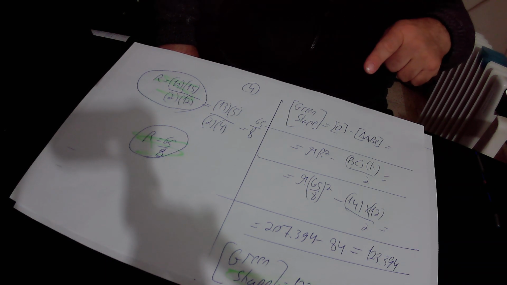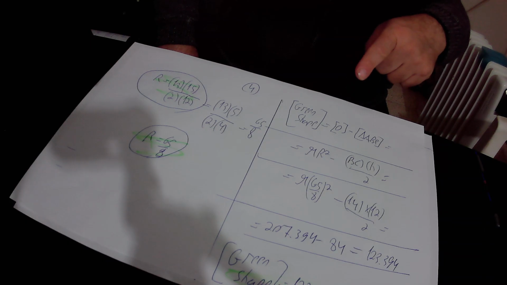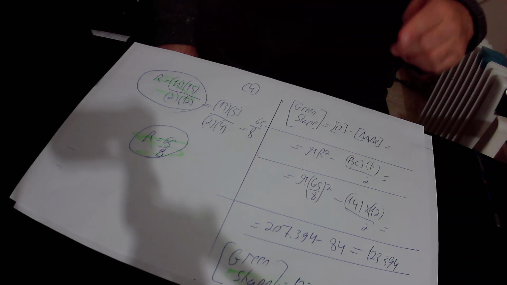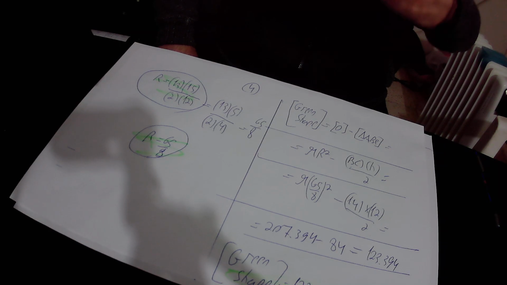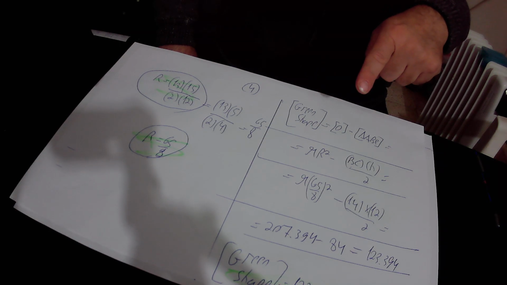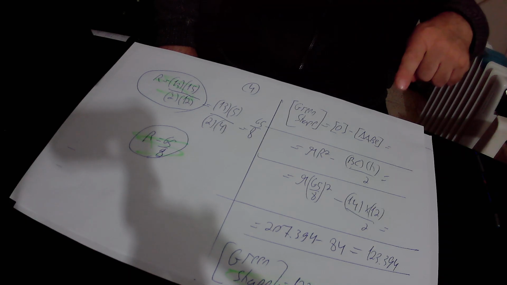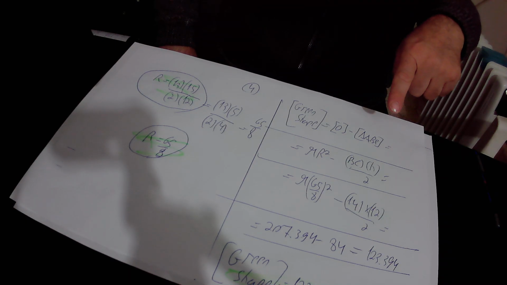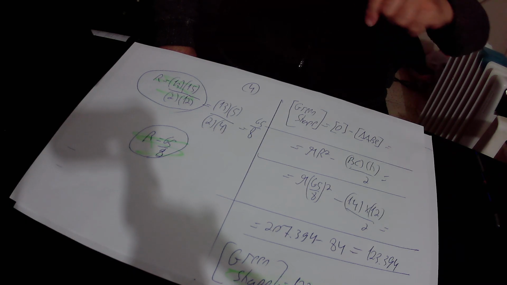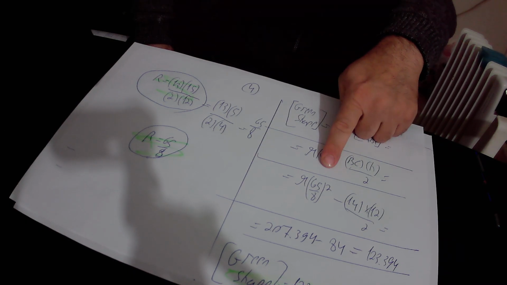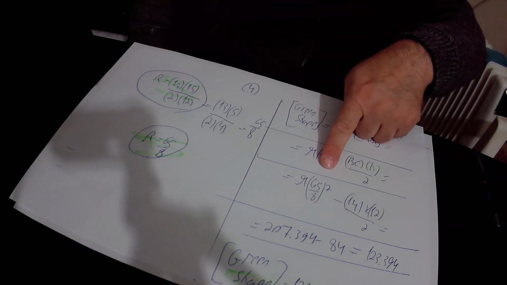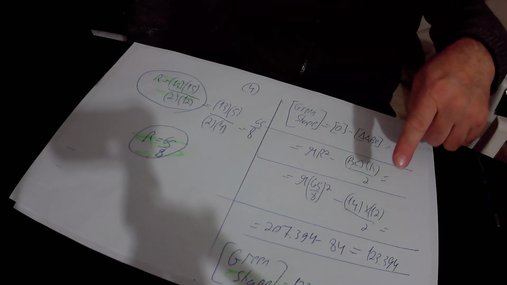So the area of the circle is pi r square, but R is 65 over 8, therefore R square is 65 over 8 squared. So in total, the area of the circle, pi r square, equals pi times 65 over 8 squared, minus the area of triangle ABC. The area of triangle ABC equals BC, that is 14, times H, that is 12, over 2. So in total, the area of the circle expression equals 207.394 square units.